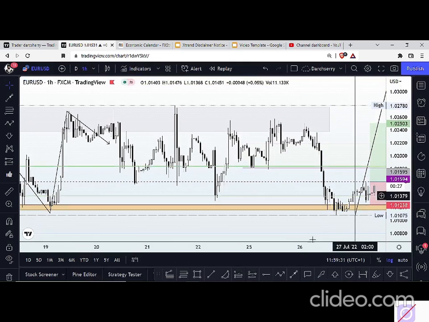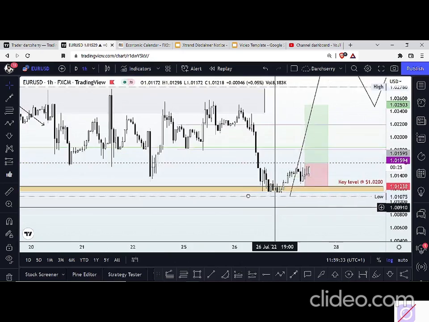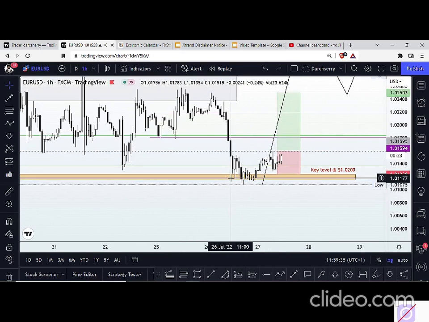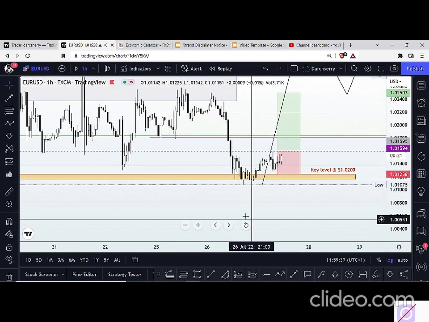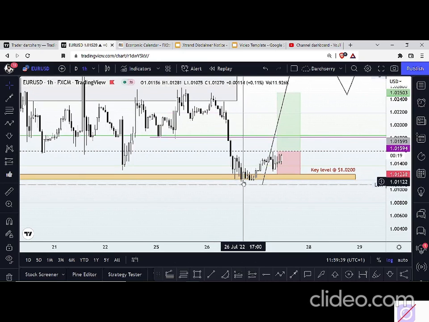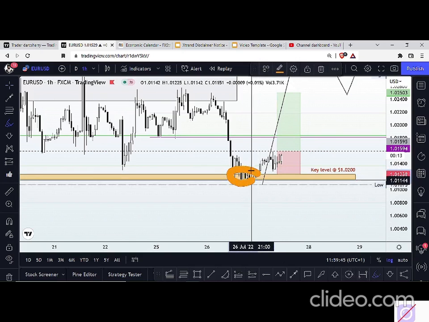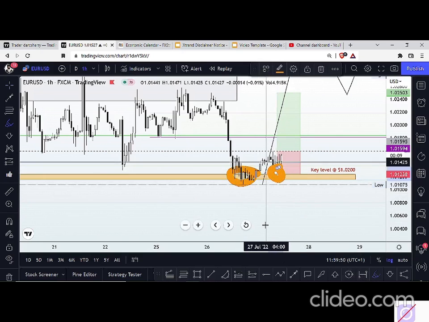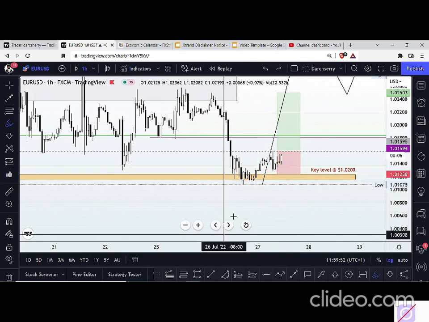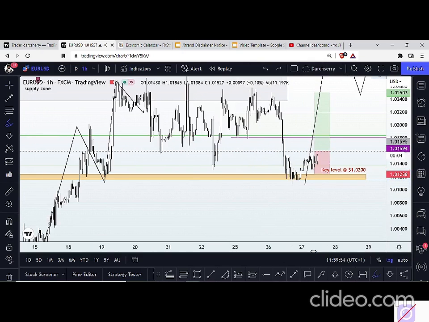So scaling down to the 1 hour time frame, if you look at the structure we have here in the last 12 hours, we can see our price rejected this key level at 1.0200 multiple times during the last 24 hours. We saw this rejection here, and we saw something close to that rejection around this area, giving us something that looks like a reversal pattern going into the New York session.